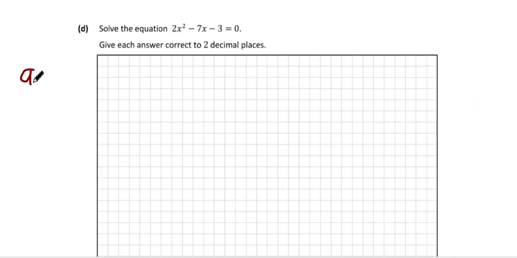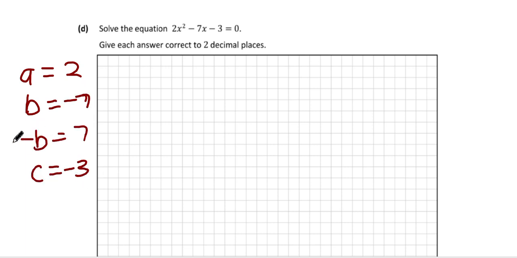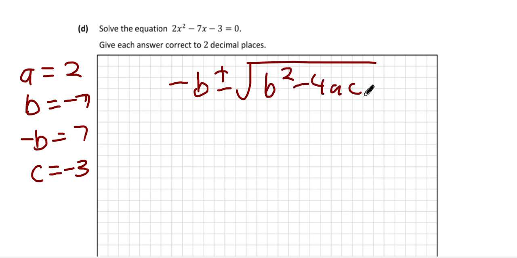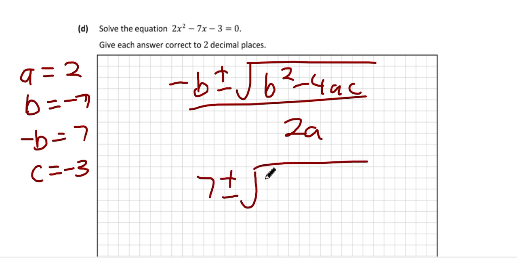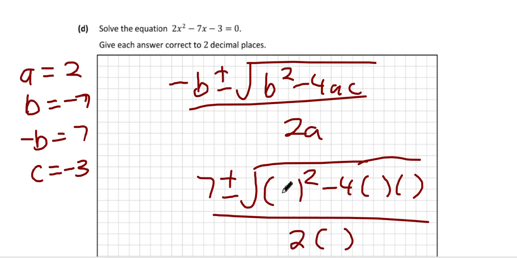So, what's A? 2. B? Minus B? C? Okay. And then the formula. So that's your formula, isn't it? So what do we get? 7 plus or minus. And then in brackets minus 7. So what goes here? 7 plus 7. Yeah, plus 3.